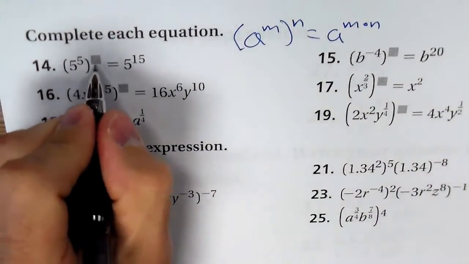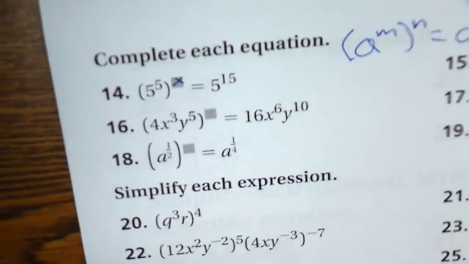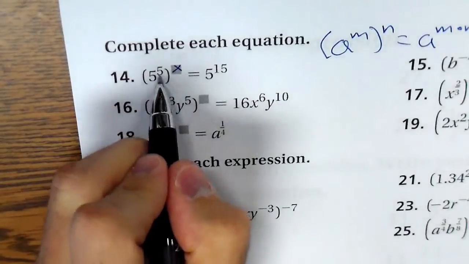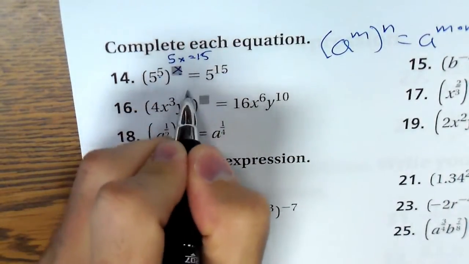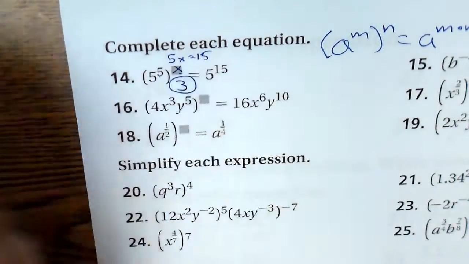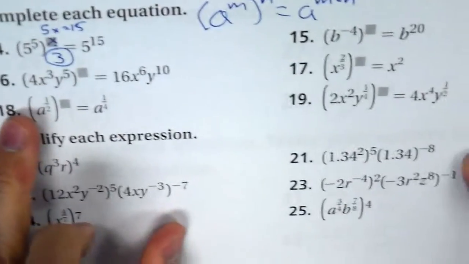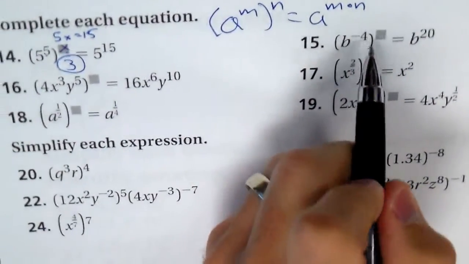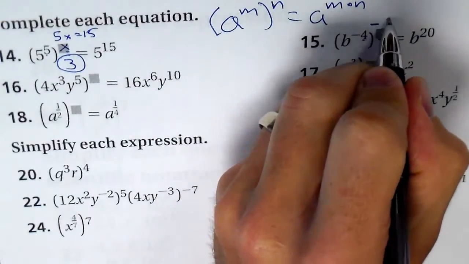So we're saying here, if we called this x, we're saying 5 times x equals 15. Well, we need x to be 3, so our answer is 3. So 5 to the 5th to the 3rd is 5 to the 15th. For number 15, negative 4 times what is 20? That's going to be negative 5.